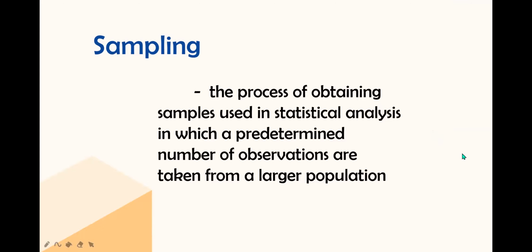But for the meantime, what is sampling? Let's first define what sampling is. Sampling is the process of obtaining samples used in statistical analysis in which a predetermined number of observations are taken from a larger population. Okay, so that is sampling. If we're dealing with sampling, it is a part of the population.